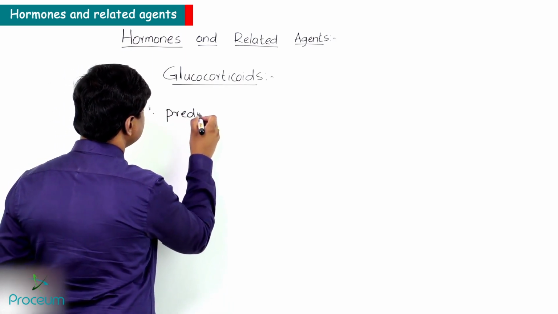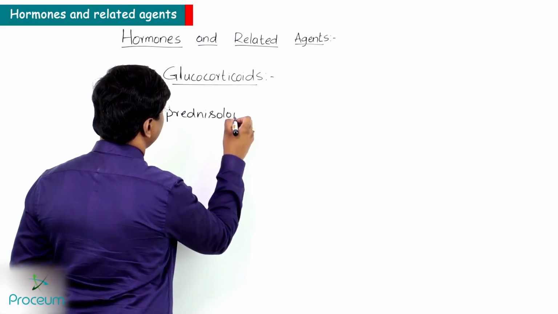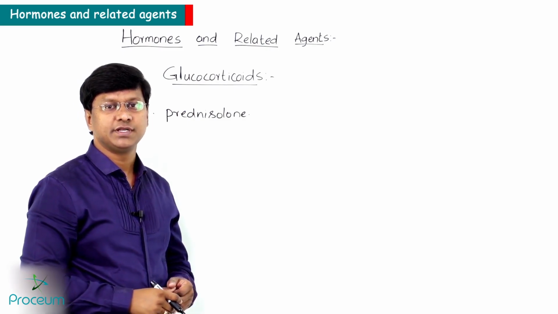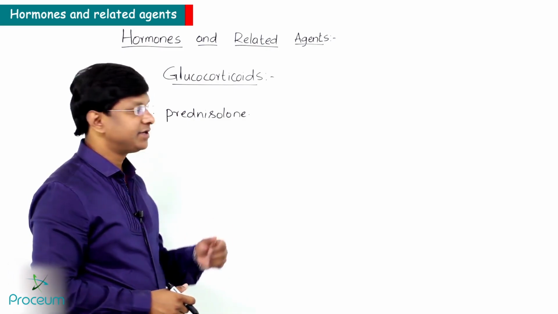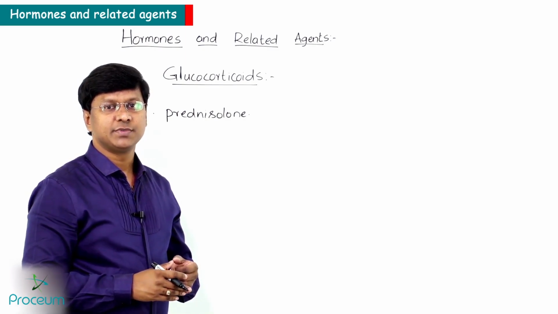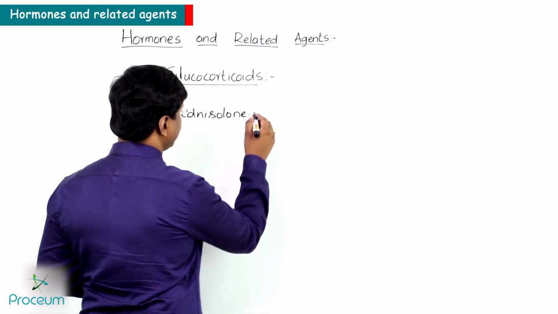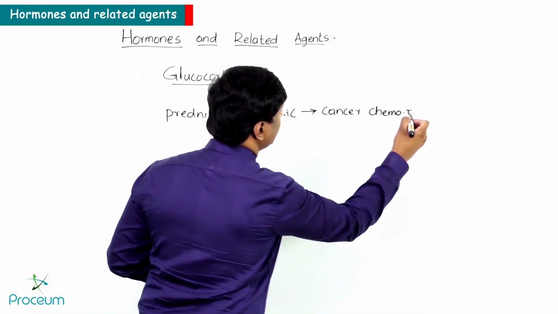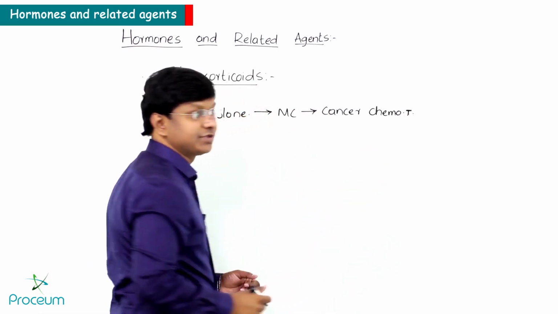So this can be asked as a multiple choice question: which among the following glucocorticoids is most commonly used in cancer chemotherapy? It is prednisolone. So remember, prednisolone is the most commonly used glucocorticoid in cancer chemotherapy.